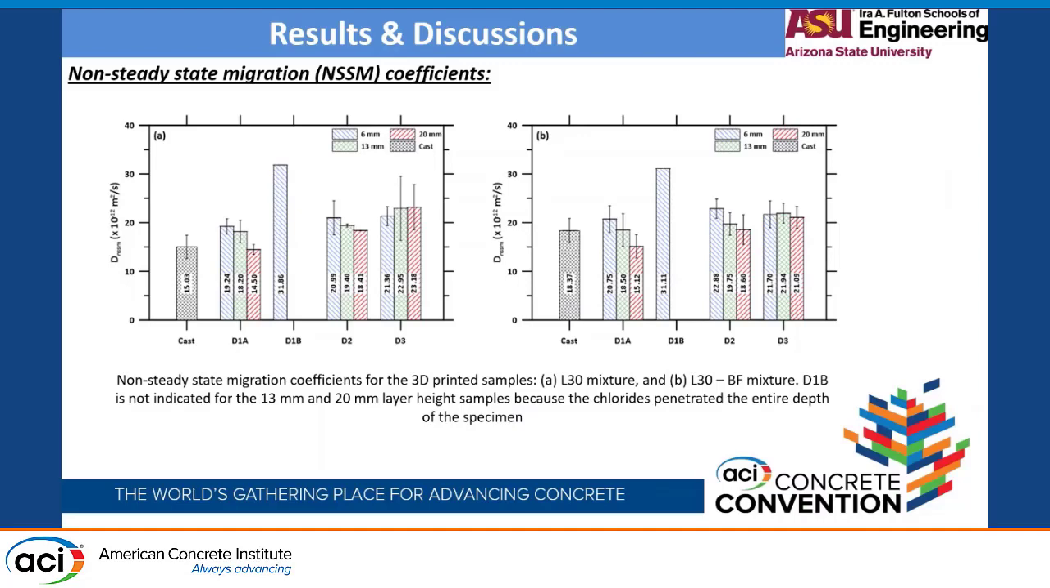So in 3D printed samples, it is important to see how the transport is happening through the junctions, and you can clearly see for the 6 mm sample, the Dnssm coefficient was about 1.5 times higher than the coefficient on the bulk region. In 13 and 20 mm, the penetration was completely through the specimens even before the completion of the test. Therefore, the D1B coefficients are not shown. In D2 and D3, the effect of layer height was minimal. However, in D2, it slightly reduced with increasing layer height, and in D3, it remained constant.